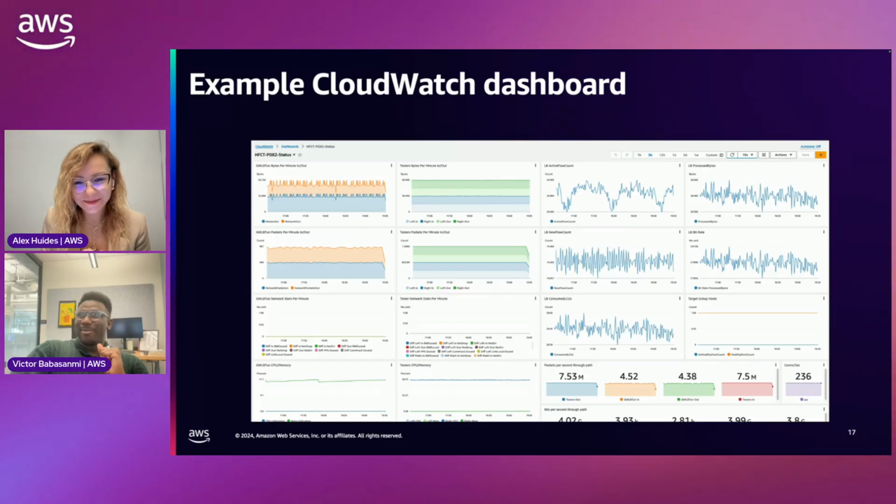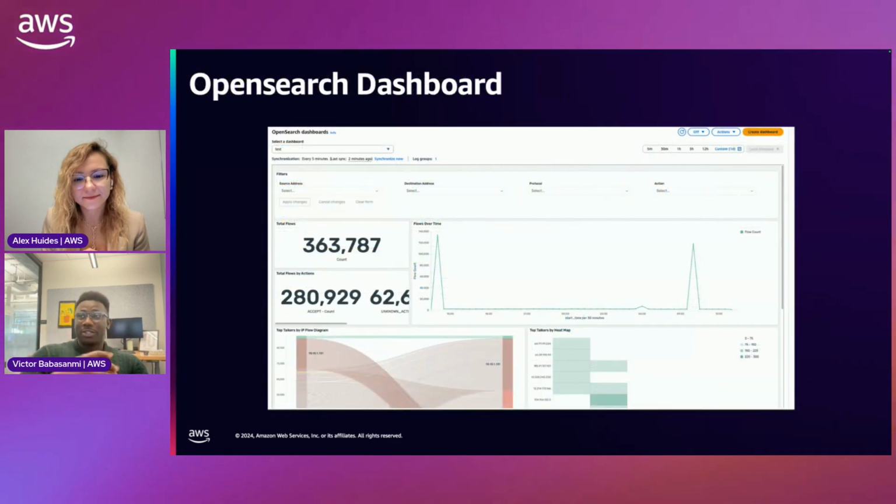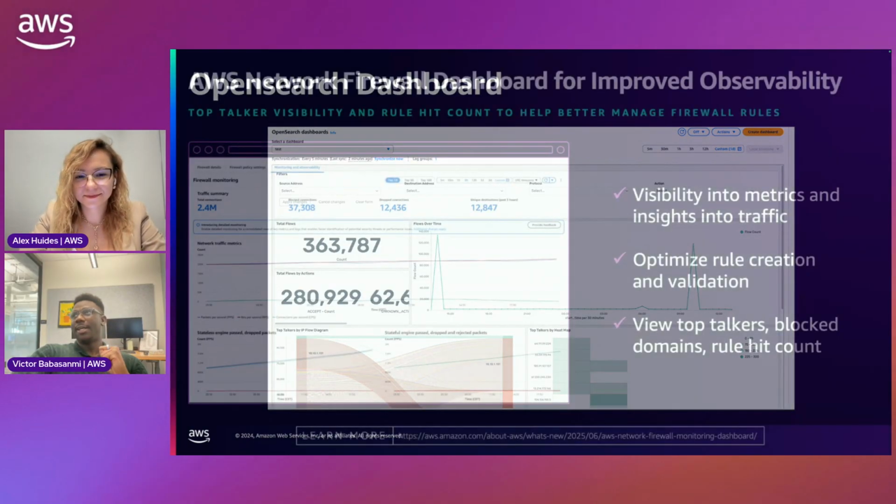Yeah. So that's just an example CloudWatch dashboard. So you can have CloudWatch dashboards, something like this, which we're going to see. You can also have OpenSearch dashboards as well, which can help you to visualize things. We're going to see that as well.